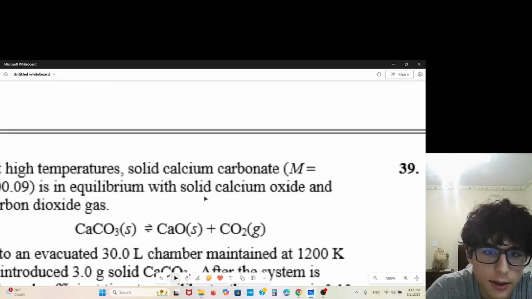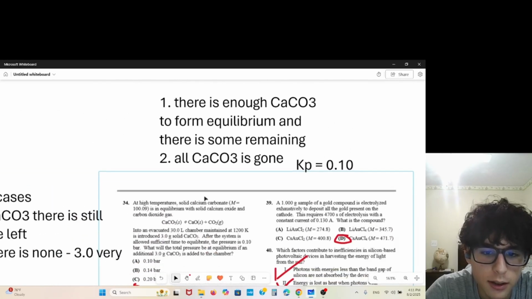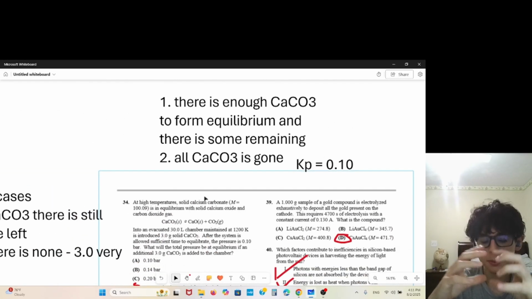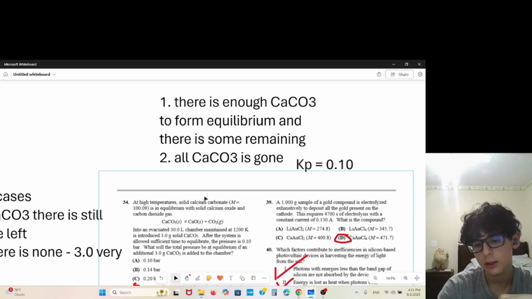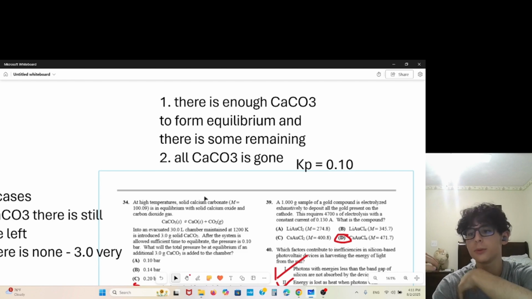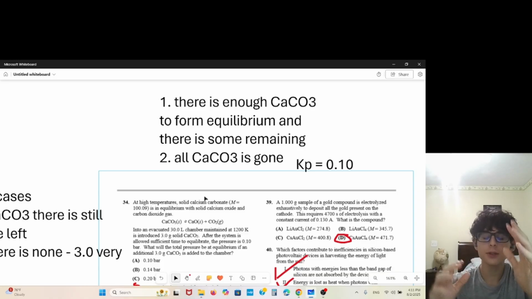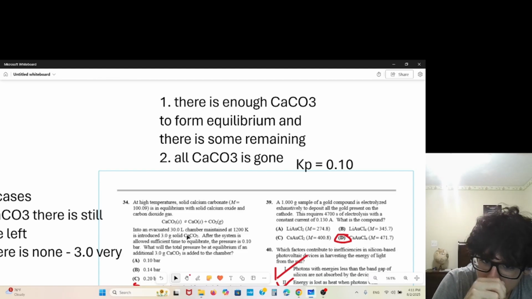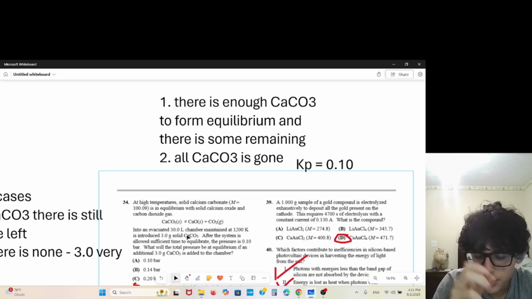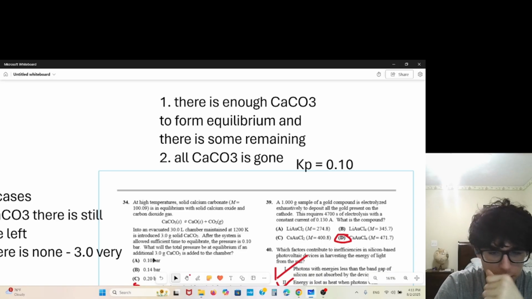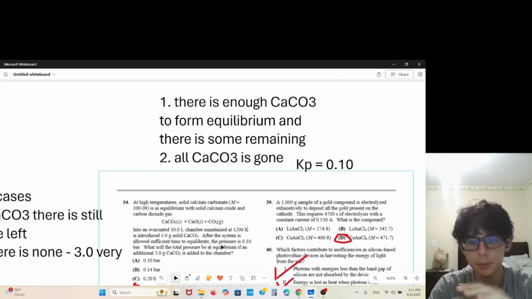So let's analyze this, right? There's two cases in any equilibrium. You have some amount and you get your equilibrium on the right side. Either all of it is gone, and that's not really equilibrium. You were supposed to have had more so that there's more on the left, because you need to have some remaining on the left, reactants, and some on the right. So with such a little amount, you have zero idea what's going on.